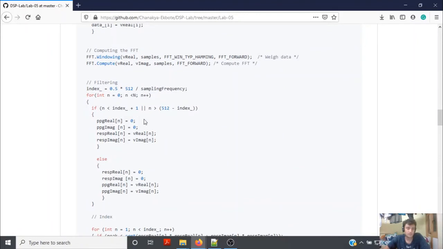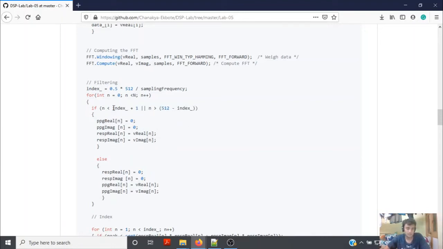Now to filter it out, this index can be computed using the same formula, that is index by length of signal is equal to f by fs, and since the max frequency that the respiration is going to go to is 0.5, we can find out the index. And once this index is known, since the magnitude of the frequency spectra is symmetric across n by 2, we have to filter out the signal from both ends.